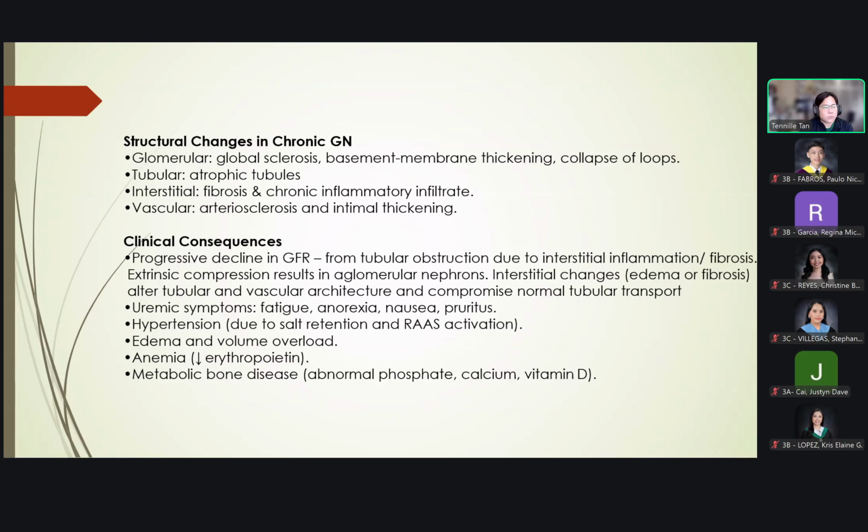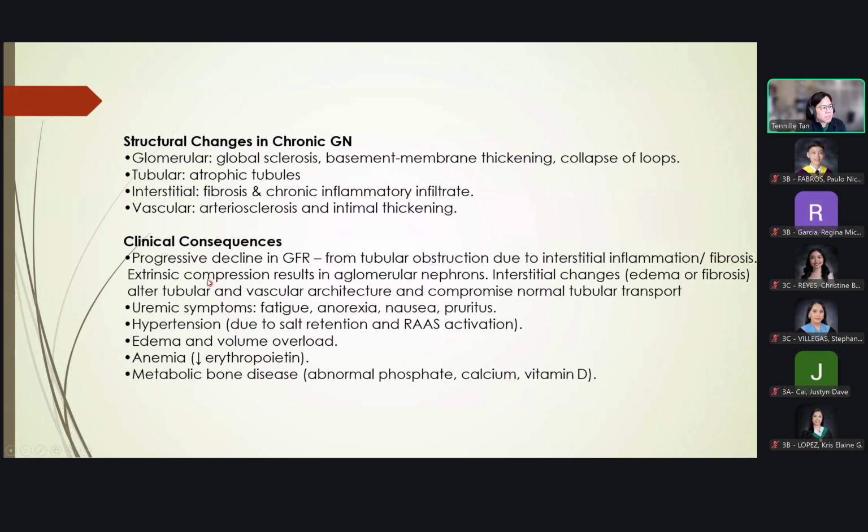So the clinical consequences of all of these changes is that we can have progressive decline in GFR from tubular obstruction due to interstitial inflammation or fibrosis. You can cause extrinsic compression that results in glomerulonephrons. You can have interstitial changes, either edema or fibrosis, that alter the tubular and vascular architecture and eventually compromise normal tubular transport. So symptoms would be fatigue, anorexia, nausea, and pruritus, which are some of your uremic symptoms.